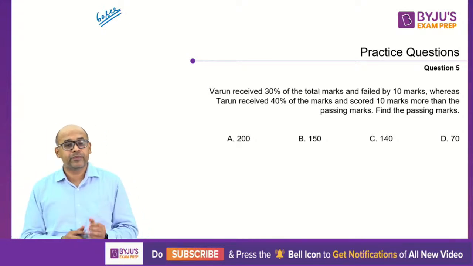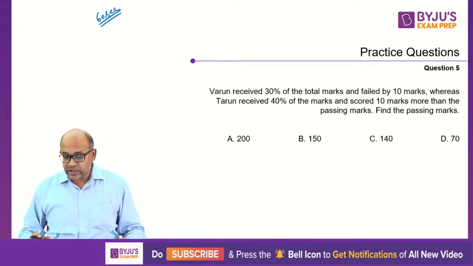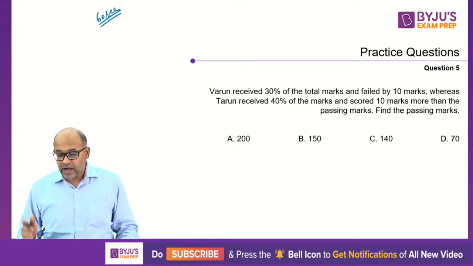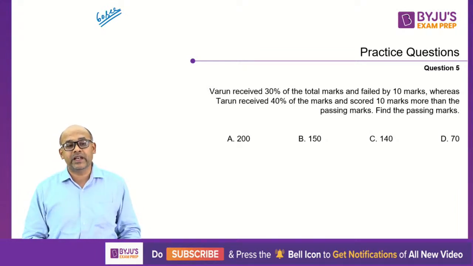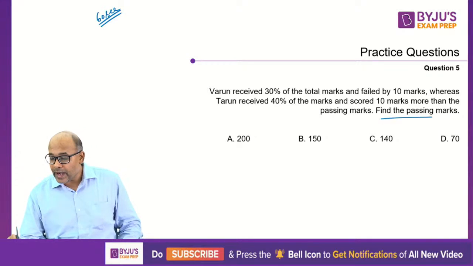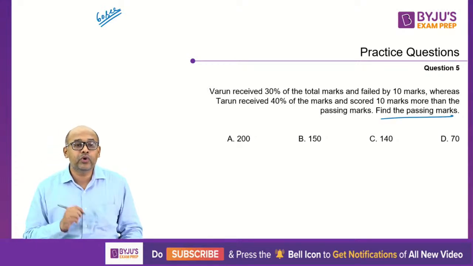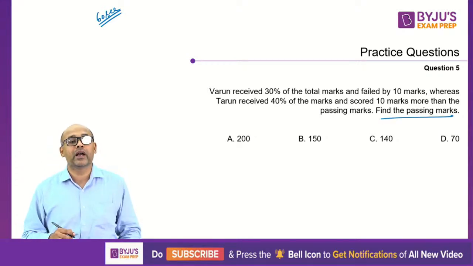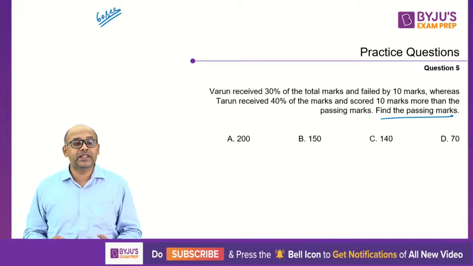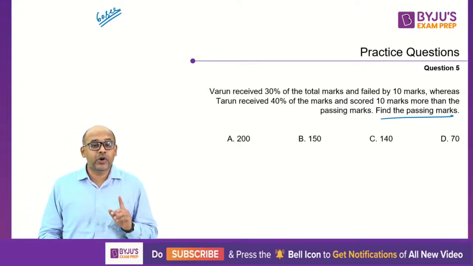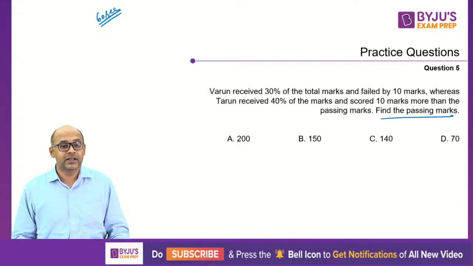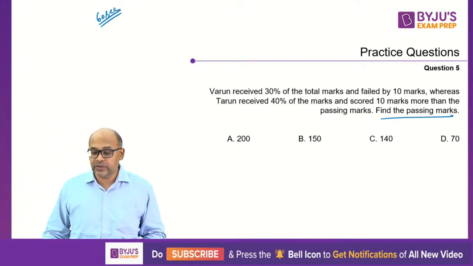Okay, 1 minute is up. Tarun says option A, 200. Again, Tarun, you made a mistake. What are they asking you? Passing mark. What you got is the total mark. You're doing the same mistake, Tarun, again. You're not looking at what has been asked. Please carefully read what has been asked.